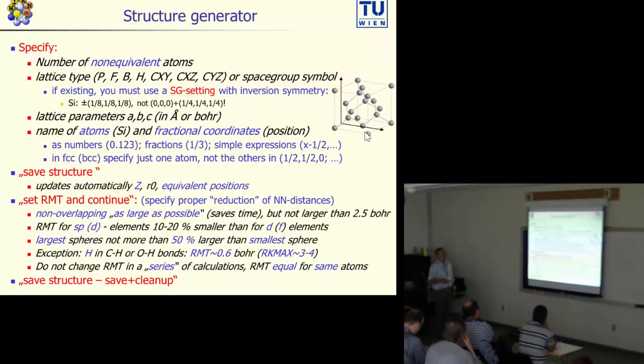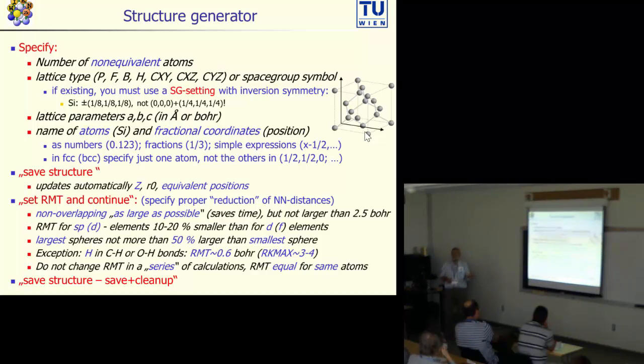Here are a few rules for setting up the sphere sizes. So they must not overlap, of course, but they should be as large as possible to save time. Typically, we make the radii for S and P elements 10 to 20% smaller than for D or F elements. So that means if I have a compound which has 4F electrons, 3D electrons, and S and P electrons, carbon, oxygen, I would make the sphere sizes of the 4F element as big as possible, then the D element a little bit smaller, and the SP element even smaller.